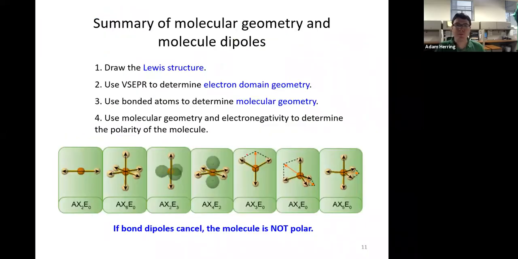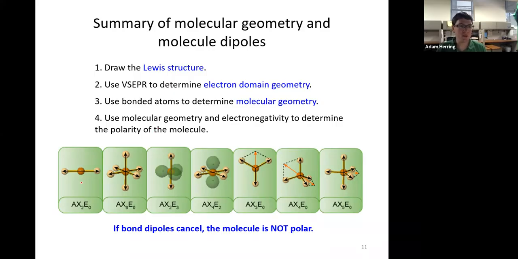So let's summarize here. When you're determining molecular polarity, you need to first draw the Lewis structure, then using VSEPR, determine the electron domain and the molecular geometries. After you've done that, you need to determine whether or not there are polar bonds. You'll notice that there are certain molecular geometries that if the atoms on the exterior are the same, the molecules will be polar always. And these are the geometries that I've shown you here.